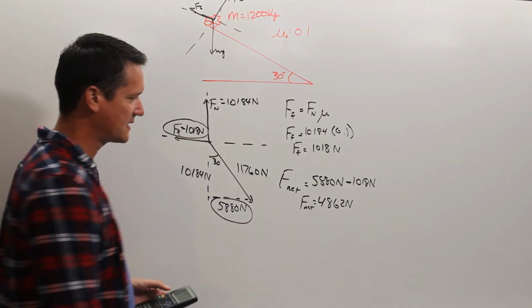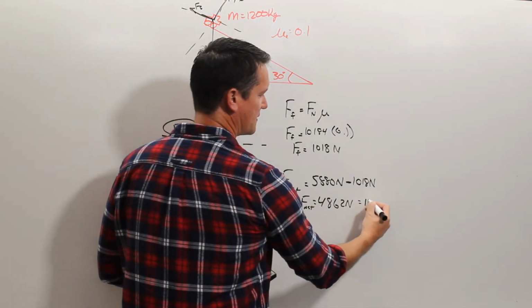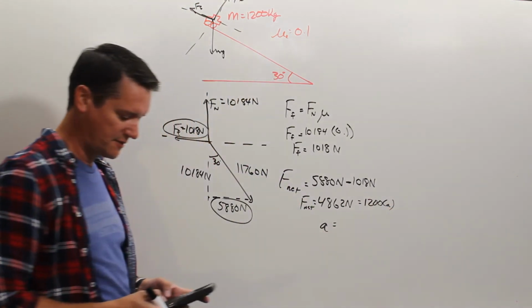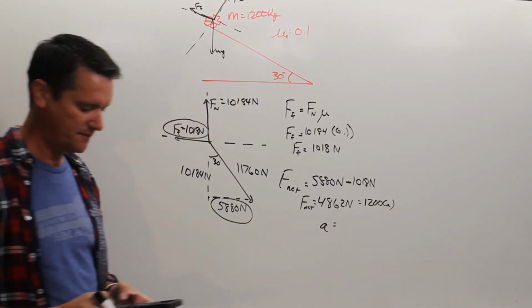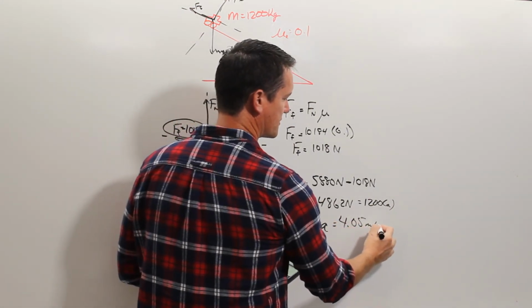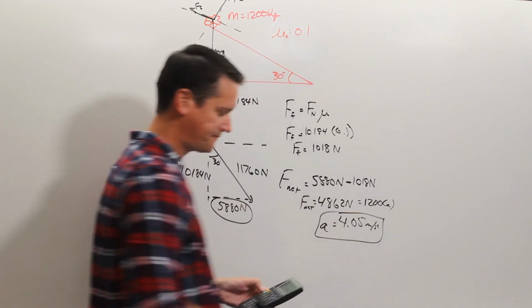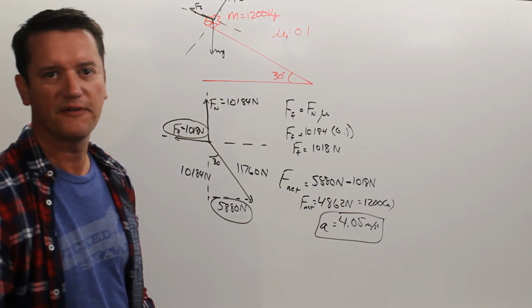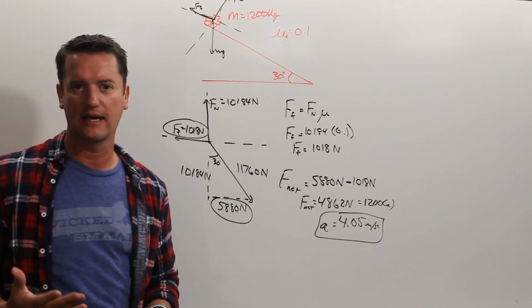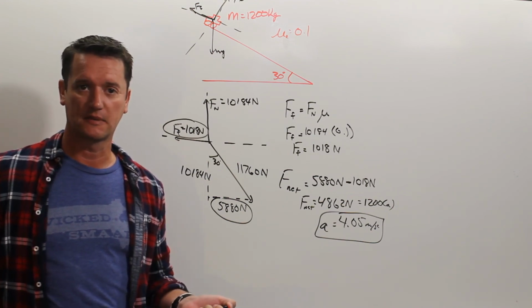So how do I find the acceleration of this thing? I do this is equal to ma, 1,200 times a, and the acceleration is 4.05 meters per second squared. So 4.05 meters per second squared is less than the 4.9 meters per second squared that we had last time, but we added friction, so that makes some sense.